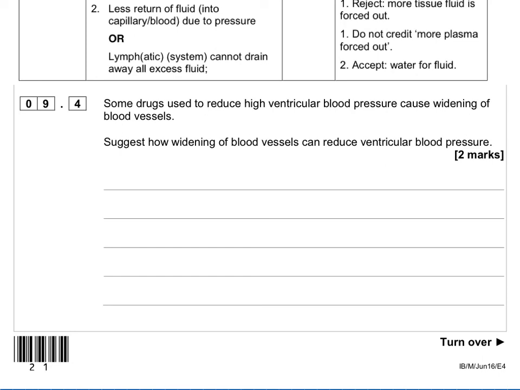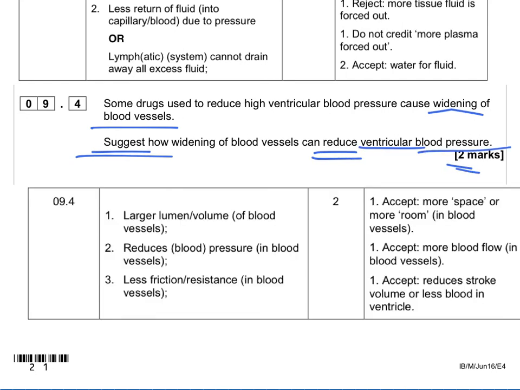Some drugs used to reduce high ventricular blood pressure cause widening of blood vessels, so dilation of the blood vessels. Suggest how the widening of the blood vessels reduces ventricular blood pressure, and that's 2 marks. So you're going to use your knowledge of blood vessels and know that if you have a larger lumen, the space in the blood vessel, this reduces the pressure. You could also say there's less friction or resistance, but the top 2 ones would probably be the ones you would go for in the exam.